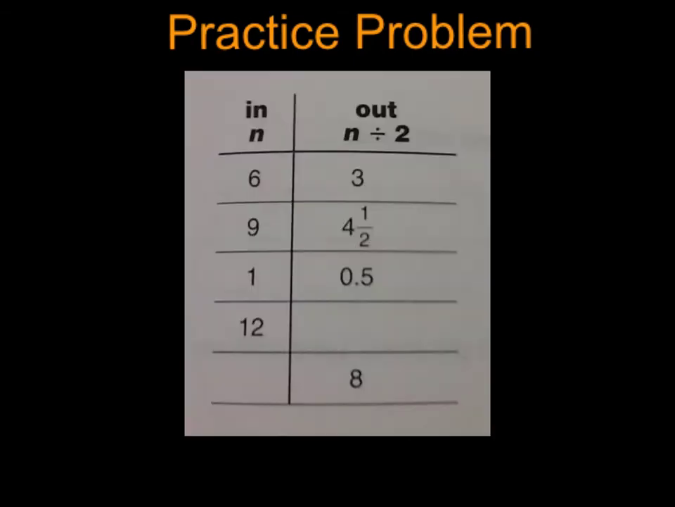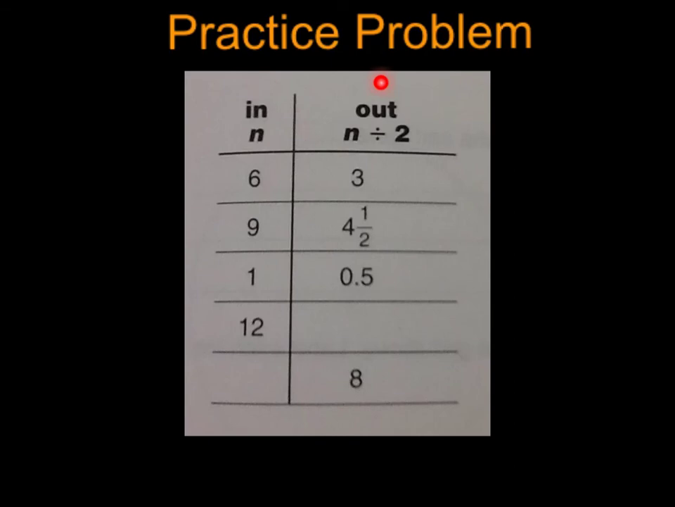Here is your practice problem of the day. First, I am going to complete this chart for you. Then, on the back of your blue sheet, you need to complete the graph for the chart. As you can see, the column on the left represents the in, and it is represented with the letter N. These numbers are 6, 9, 1, 12, and the last one is blank because we have to figure it out. On the right side of this chart, this represents the out column.